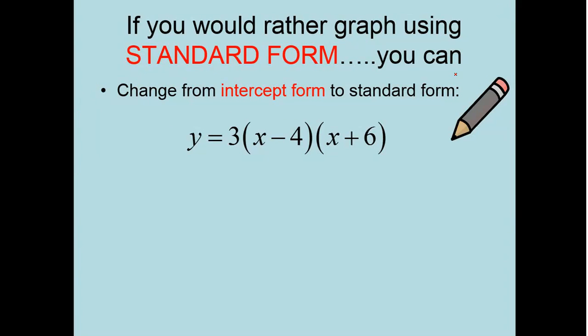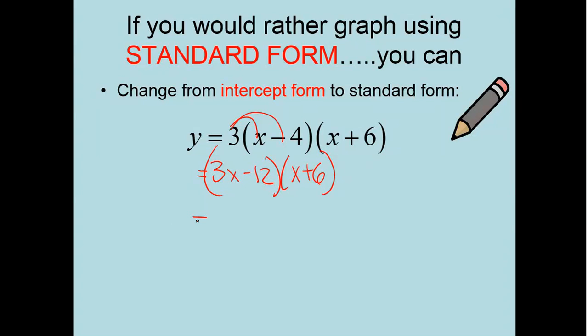Now, what if you would rather graph using standard form? Personally, I'd graph using intercept form. But, to each their own. So, what you can do is distribute that 3 in first. So I'll get 3x minus 12. But you're not going to distribute to the x plus 6. Kind of like we didn't distribute that 1/2 before. You just get to distribute once.